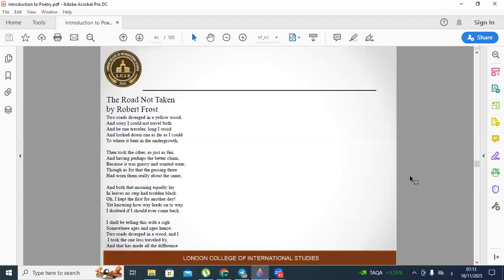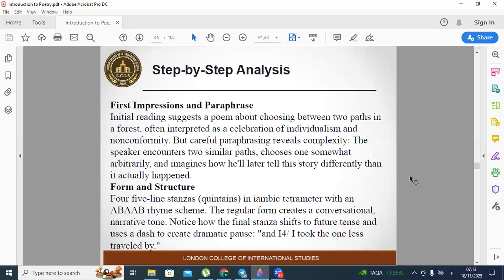Now let's analyze this systematically. First step, analysis. Initial reading suggests a poem about choosing between two paths in a forest, often interpreted as celebrating individualism and non-conformity, taking the road less traveled by. But careful paraphrasing reveals complexity.